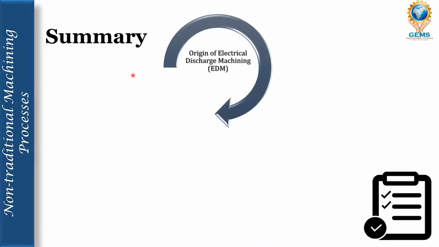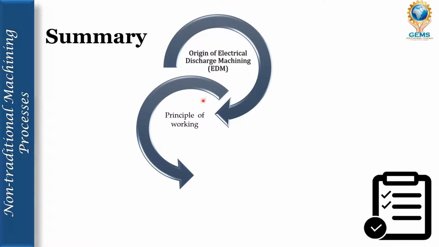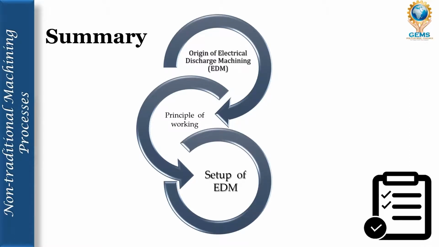Let's see the summary of this lecture. We saw about the origin of electrical discharge machining, then the principle of working of electrical discharge machining, and we saw about the setup of electrical discharge machining. Under the setup, we saw 4 major components are involved in the setup of electrical discharge machining.